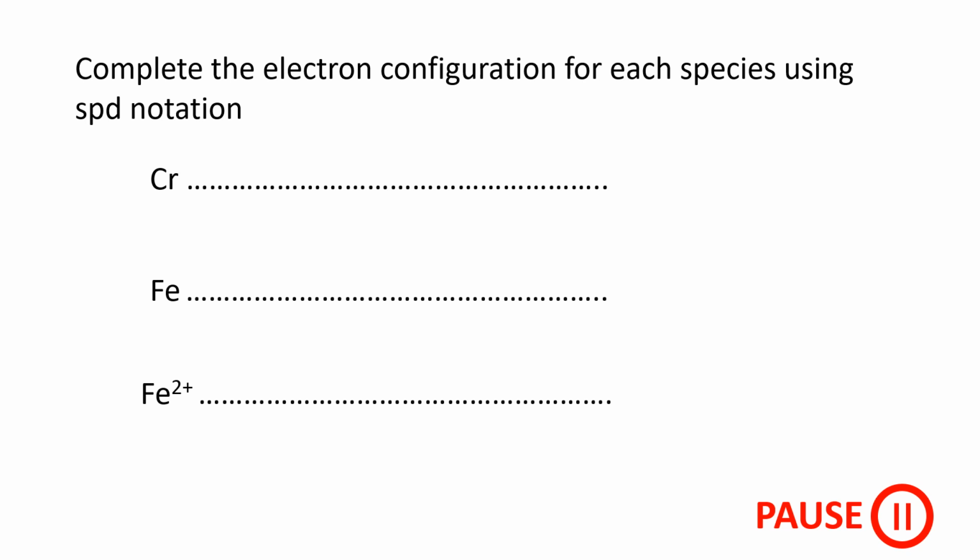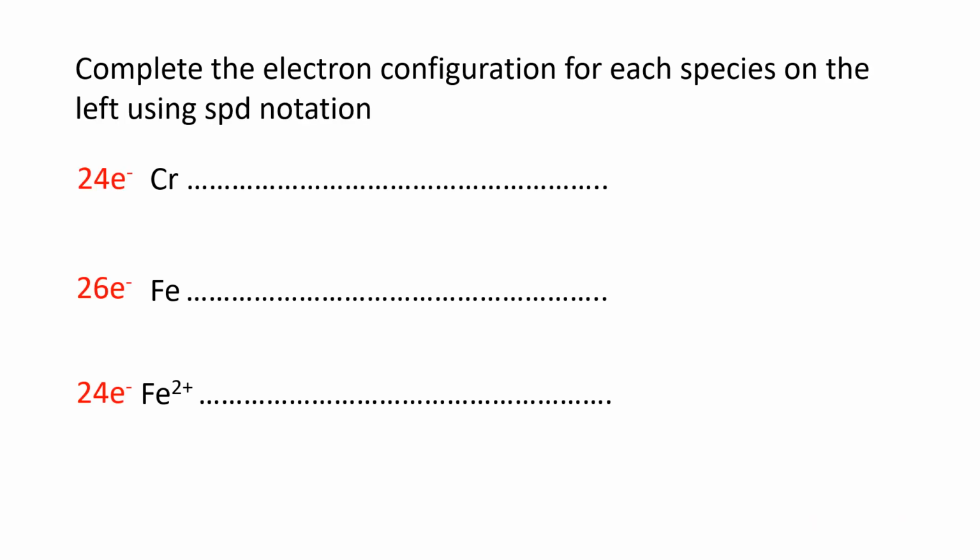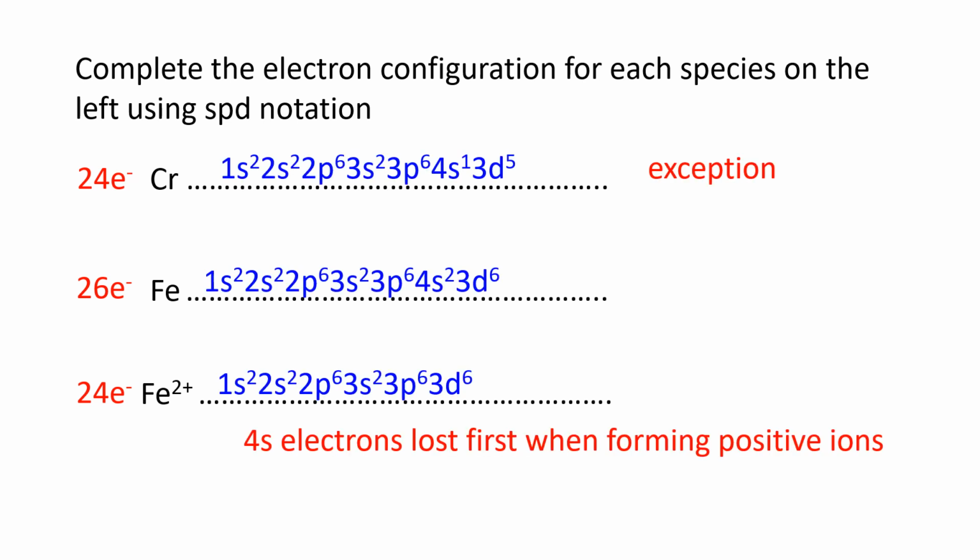3 final questions here. Complete the electron configuration for each species using SPD notation. First, find the total number of electrons in each species using the datasheet. The answers are given in blue. Remember that chromium is an exception to the usual order of filling of electron orbitals. For the Fe2+ ion, remember 4s electrons are always lost first to make positive ions.